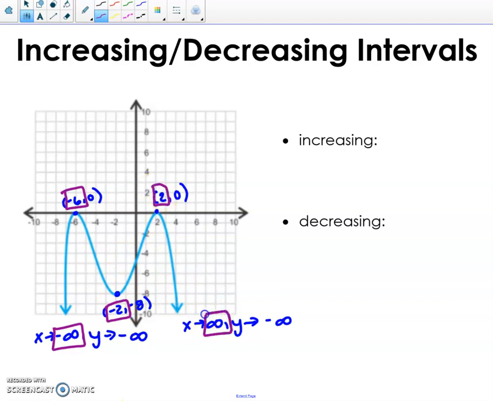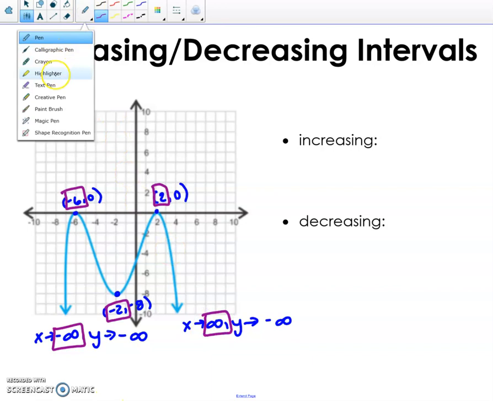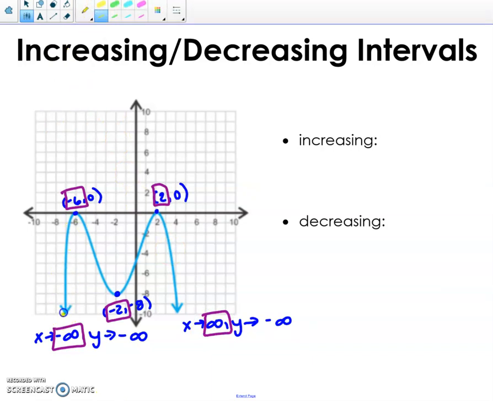And then again, we're going to look from left to right and see what's happening. So we can see that from left to right, we're going to increase. Then we're going to decrease. Then we're going to increase. Then we're going to decrease.